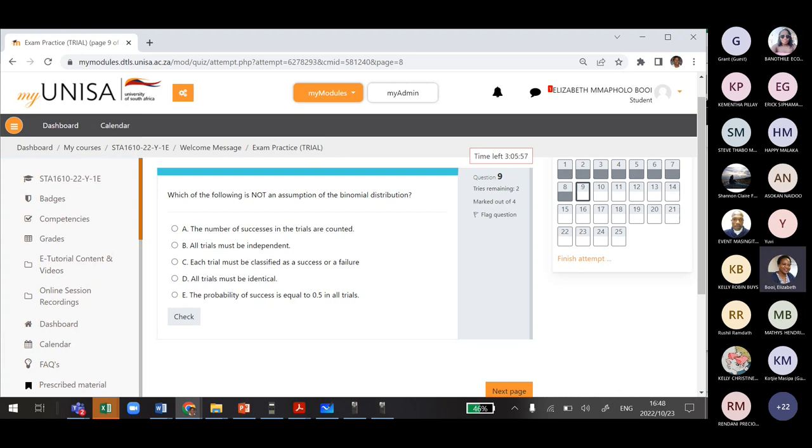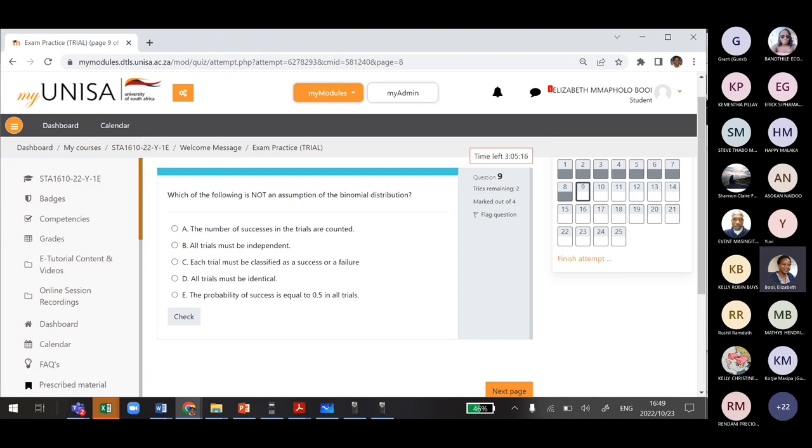All trials are independent. Think about a coin. If you toss a coin, when a coin falls on a head, does it have an influence on when it falls on a tail? Think about it in that way. Each trial must be classified as a success or failure. I don't even have to explain that. The name says it all. Bi means two outcomes. All trials must be identical. And E, the probability of a success is equal to 0.5 in all trials.